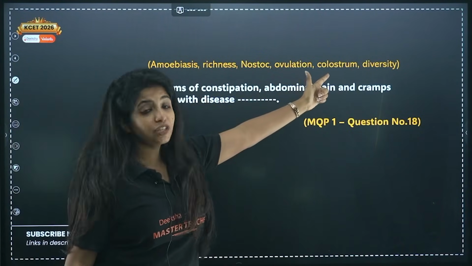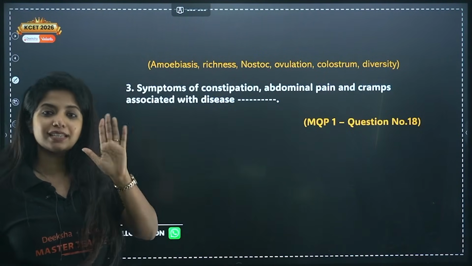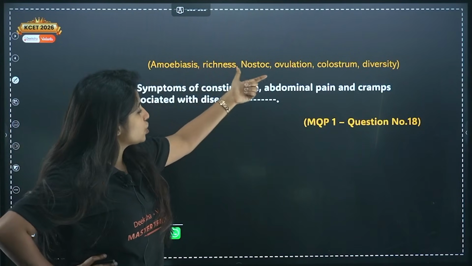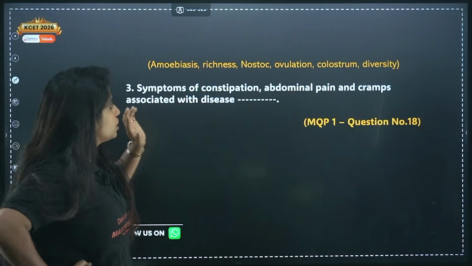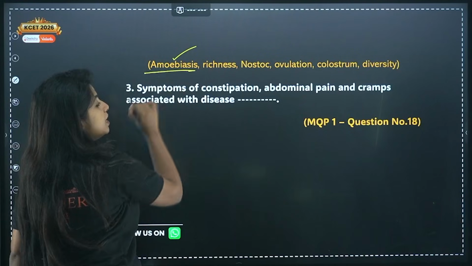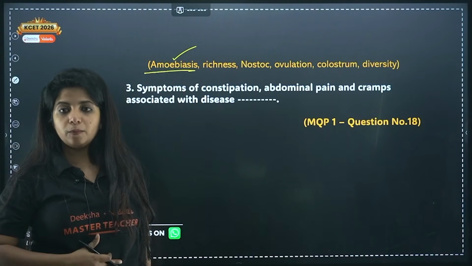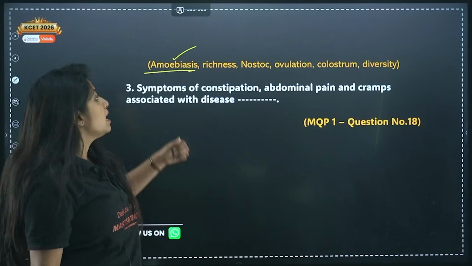Over here you have got these options. Every third 1 marker is a fill in the blanks according to the model question papers. So amoebiasis, richness, nostoc, ovulation, colostrum and diversity. We all know there is only one disease given over here, so the answer has to be amoebiasis. Symptoms of constipation, abdominal pain and cramps are associated with the disease amoebiasis.